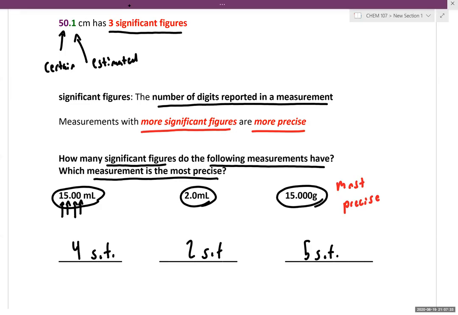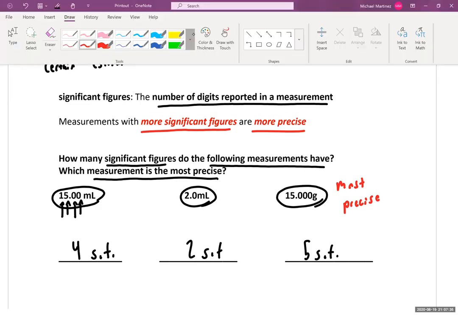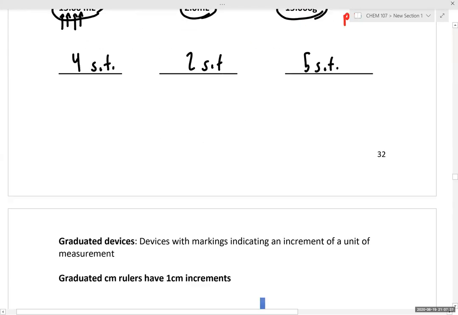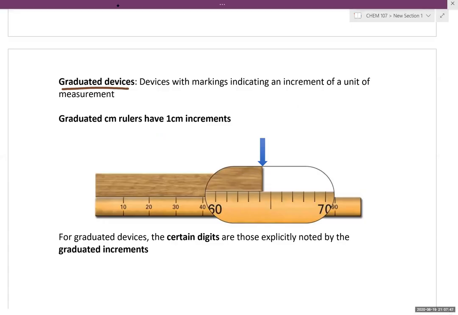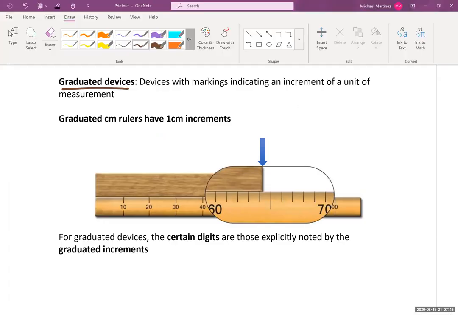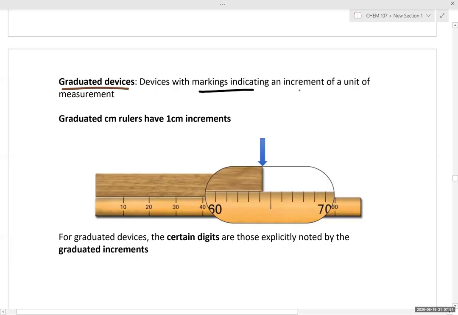And now, this is the part that you really need to pay attention to for the lab. This is essentially what you're going to be doing the entirety of today's lab. We're next going to talk about graduated devices. Graduated devices are devices with markings that indicate an increment of a unit of measurement.